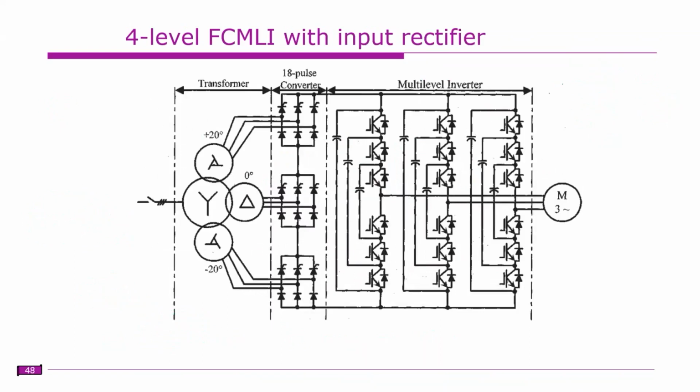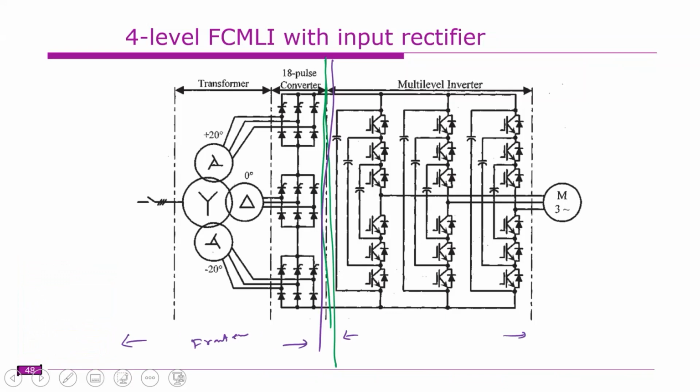So the next thing is how the input for a flying capacitor multi-level inverter will look. We have two parts here. This is usually known as the front end. This is the actual inverter, which is coupled to some motor drive or anything else. This one is the DC link. This is how the DC link is formed in the case of real power applications.